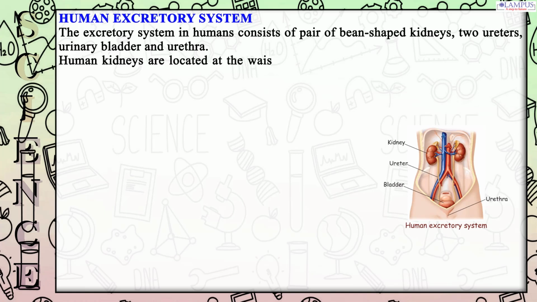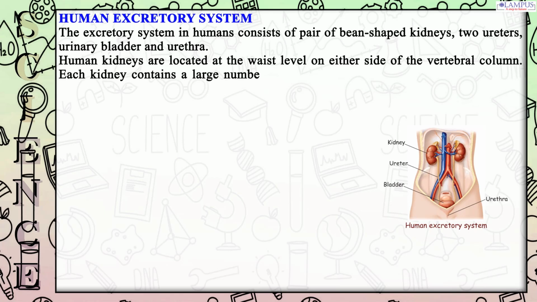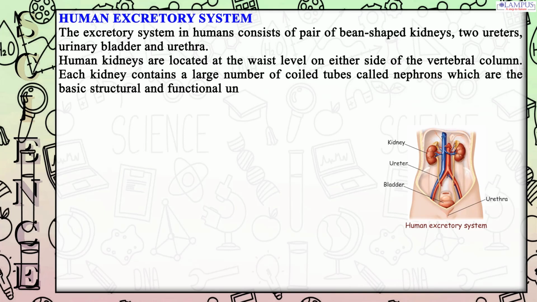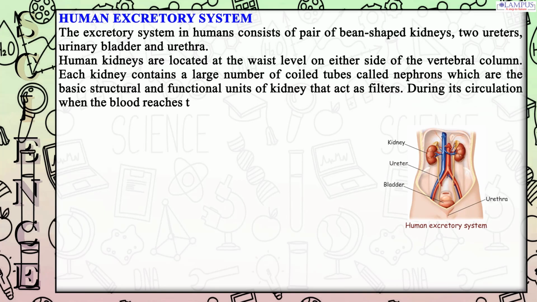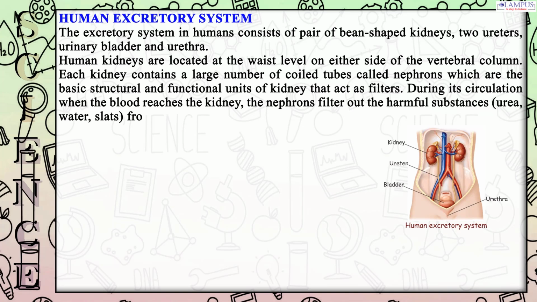Human kidneys are located at the waist level on either side of the vertebral column. Each kidney contains a large number of coiled tubes called nephrons, which are the basic structural and functional units of kidney that act as filters. During its circulation, when the blood reaches the kidney, the nephrons filter out the harmful substances, urea, water, salts, from the blood, and the useful substances are absorbed back into the blood.